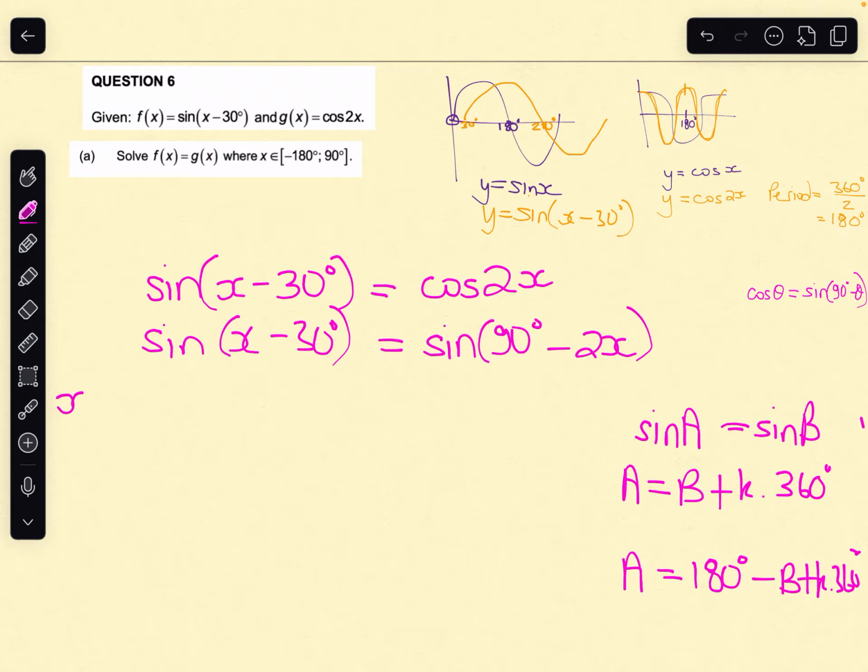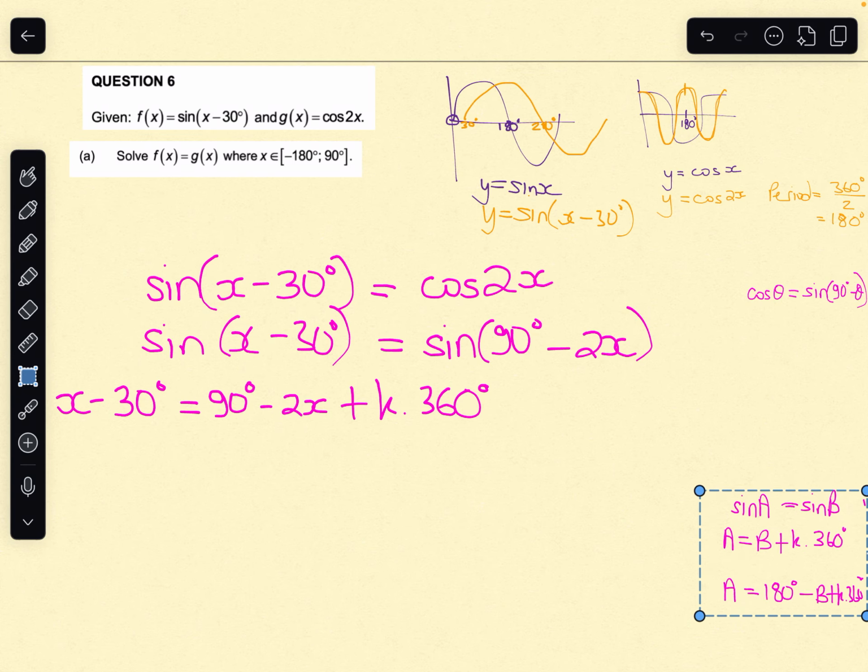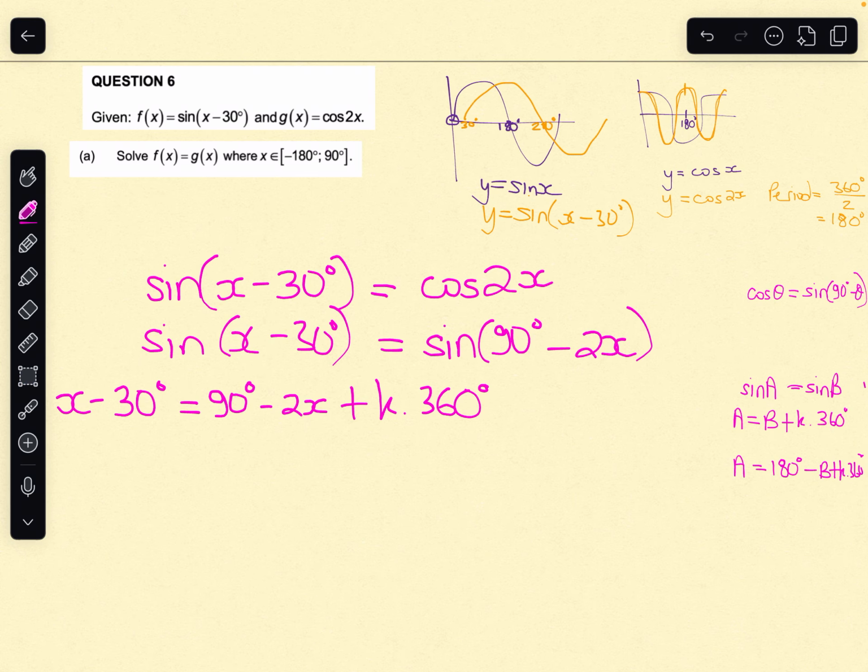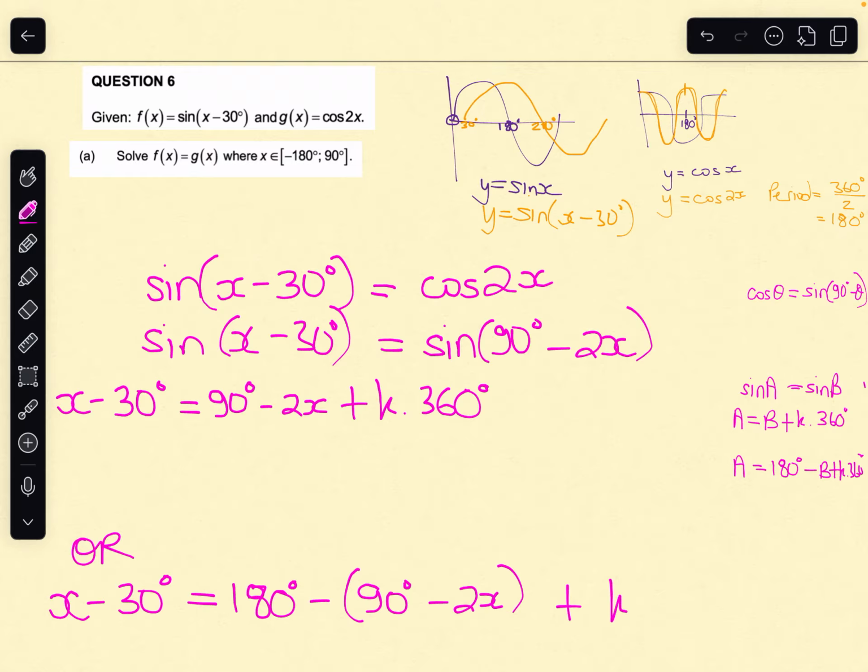And so those would be the two possibilities here. So either x minus 30 is going to be equal to 90 minus 2x plus k360, or x minus 30 is going to be equal to 180 degrees minus (90 minus 2x), and even with that angle we could add or subtract as many revolutions as we want to. So those would be our two solutions.